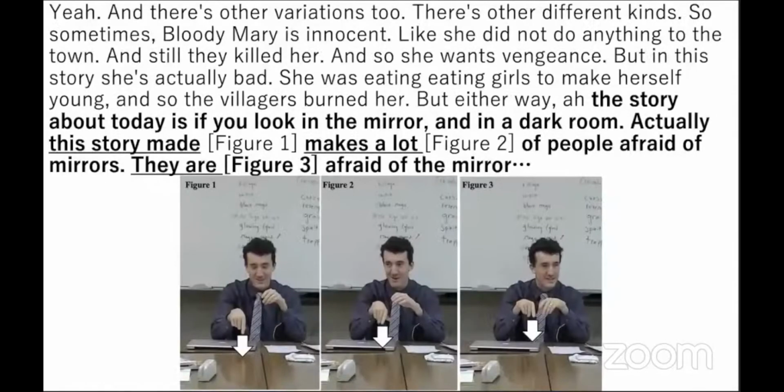And here's a transcript. Before I show the video, I think it's useful to take a look at the transcript first. So let me read this one. He says, yeah, and there's other variations too. There's other different kinds. So sometimes Bloody Mary is innocent, like she did not do anything to the town, and still they killed her, and so she wants vengeance. But in this story, she's actually bad. She was eating girls to make herself young, and so the villagers burned her. But either way, and here's where the video begins.